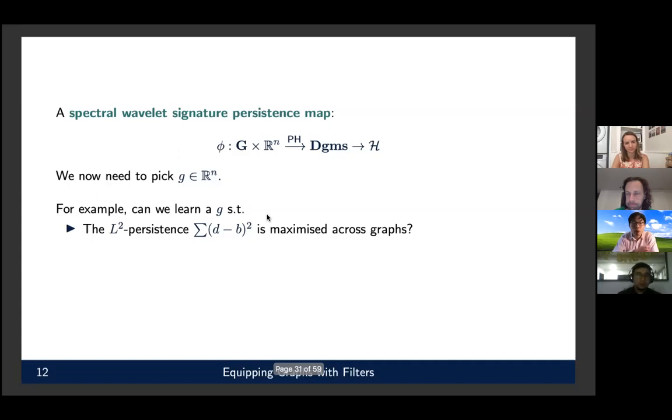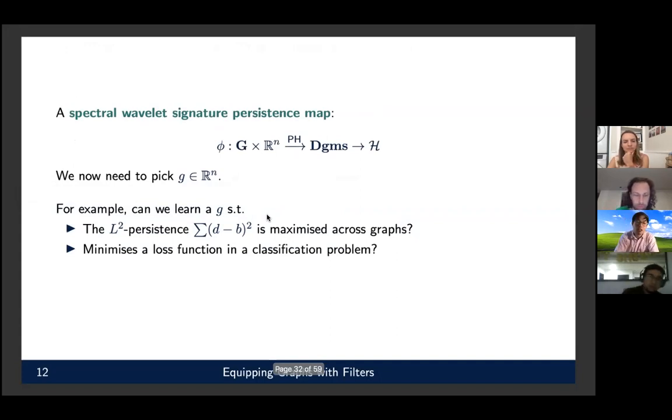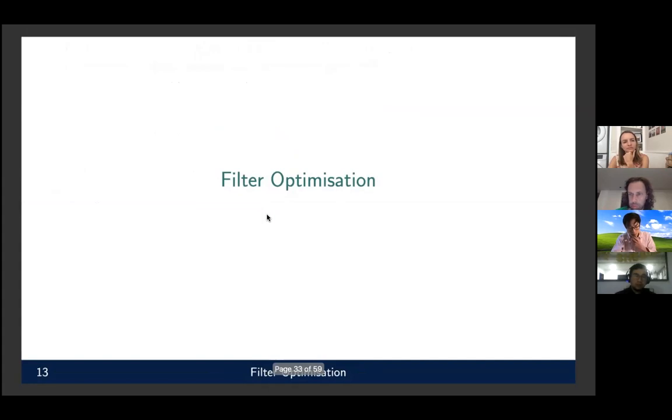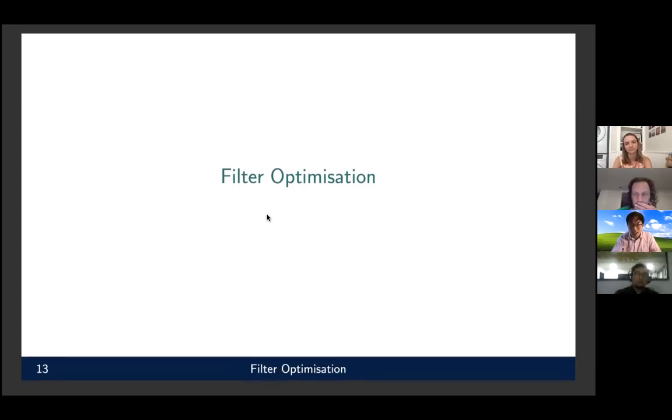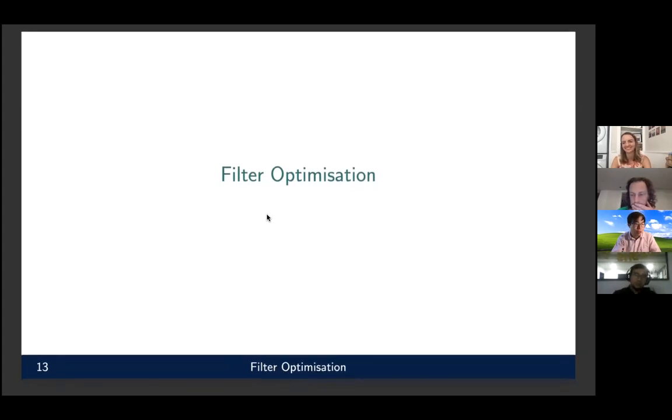So what does it mean to tweak, to learn a polynomial G? For example, we can ask questions such as, can we find a polynomial G such that the L2 sum of persistence, the sum of the lengths of all the bars, is maximized across a data set of graphs? And can we find a filter function that is ideal for separating two classes of graphs in your data set in a classification problem? So we want to try and learn these parameters, and in data science, we only know how to do gradient descent. So let's see whether we can do gradient descent on this parameter space.